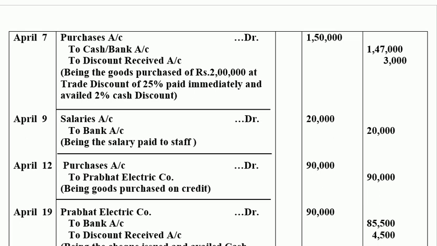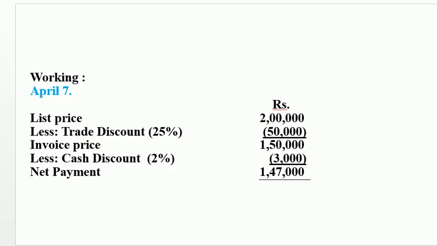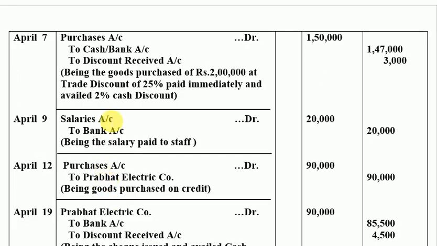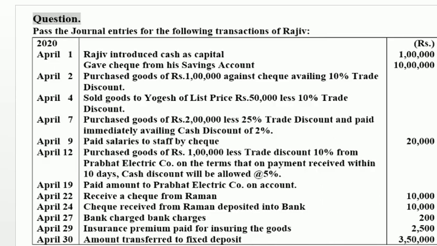Now let's proceed towards another transaction. Paid salary to staff by check. So the entry will be salaries account debit to bank account. We know very well salaries account debit to bank account, being salary paid to the staff 20,000. Now let's proceed towards another transaction.